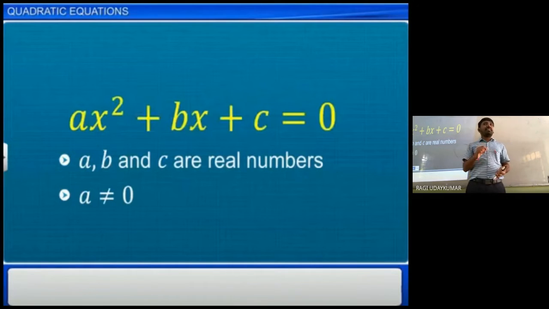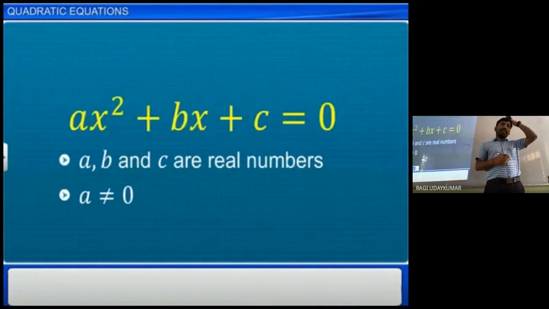There we will say that b square minus 4ac equal to 0 means equal roots. Discriminant equal to 0 means equal roots. Discriminant greater than 0, that is b square minus 4ac greater than 0, means real but unequal roots. If it is less than 0, roots are not real बोलते हैं उधर. Now here those roots are complex roots.